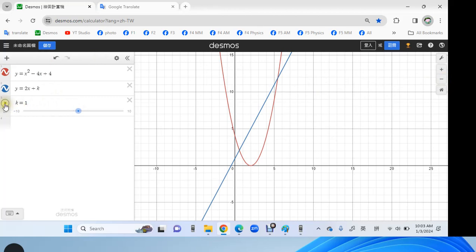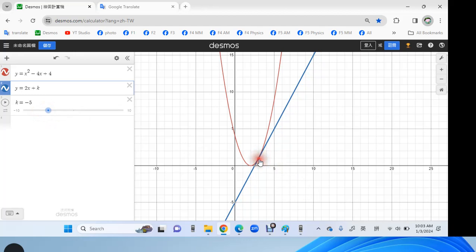Then the value of k, when it goes to negative 5, so we have k equal to negative 5, they intersect at 1 point only, one intersection point only. If k is less than negative 5, then they don't have intersection.